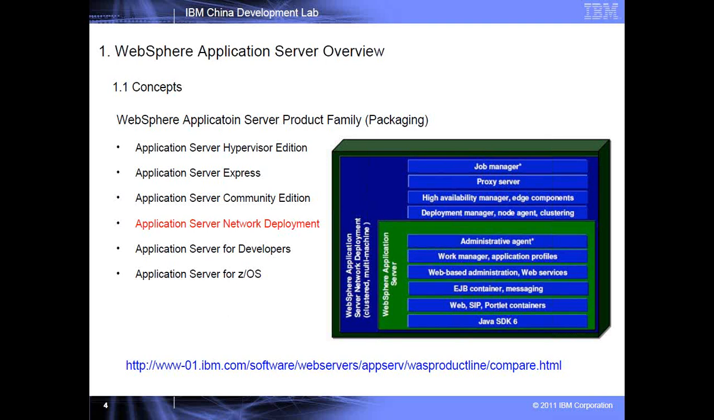If you go for Application Server Express, you can install only one application server. That's it. You cannot do much on that. If you go for Application Server Community edition, you can install multiple instances of the application servers. Multiple JVMs you can create, that's all you can do. You cannot do many things. But when it comes to Application Server Network Deployment, you can do many things, like the concept of clustering, right?